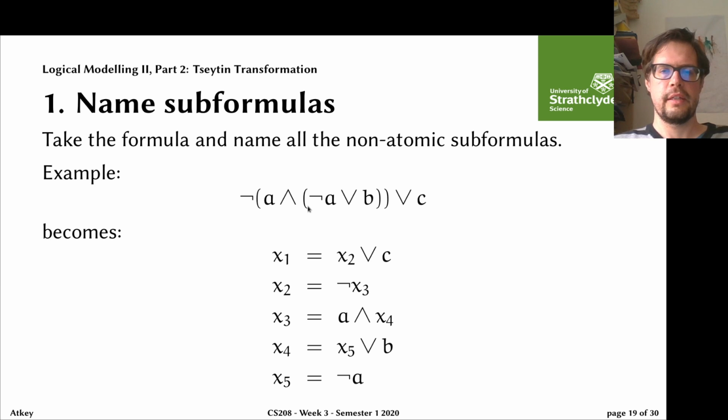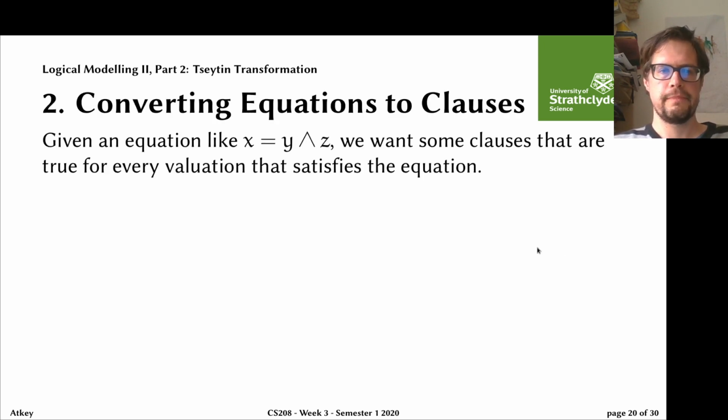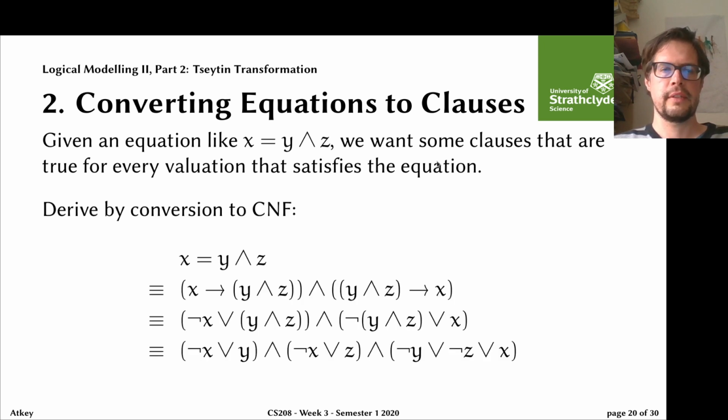So we've taken the original formula and we've split it up into this system of equations. And now the idea is to take each one of these equations and represent the fact that this holds itself as a collection of clauses. So how do we do this? We want some clauses that are true for every valuation that satisfies the equation. So whenever x is equal to y and z for some valuation, we want the formulas we get from this to be true. So how do we do this?